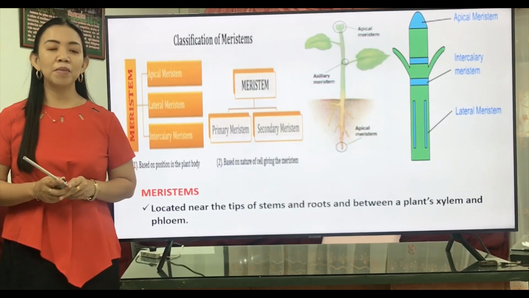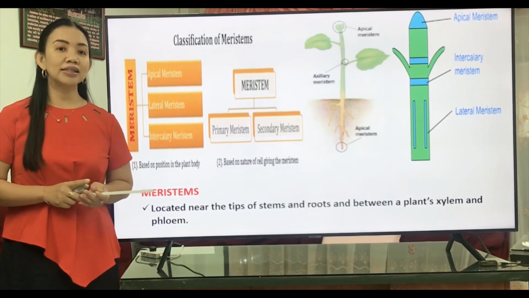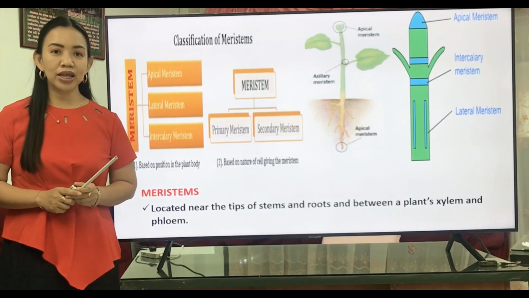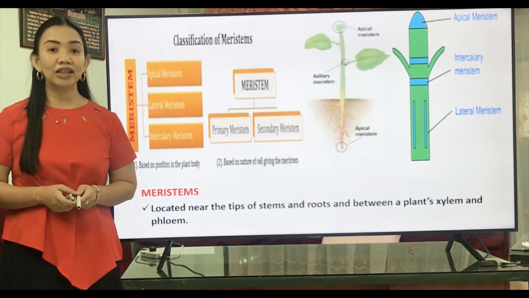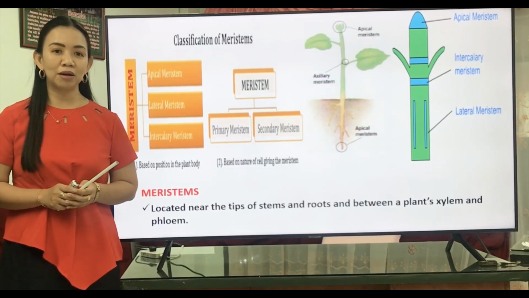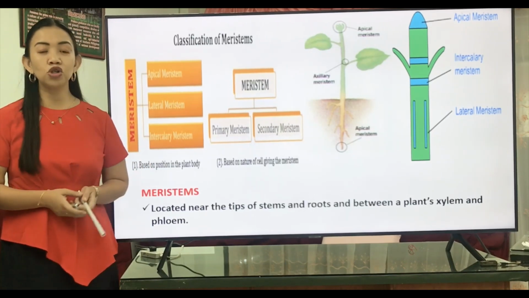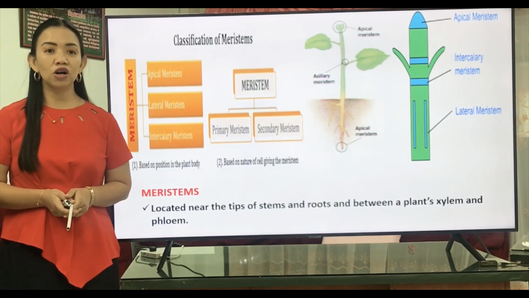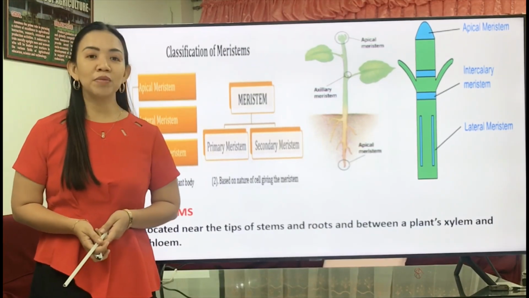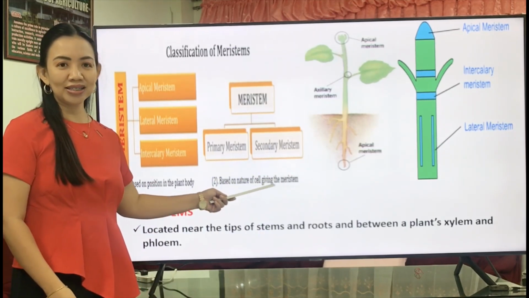So as long as the meristems are on the tip portion of the plant, it is considered as the apical meristem. And when we say lateral meristem, they can be found on the lateral side of the plant, on the side of the stems or side of the roots and the branches. And when we say the intercalary meristems, these are usually found at the nodes of the plants.